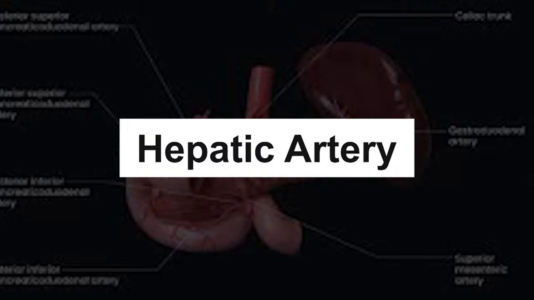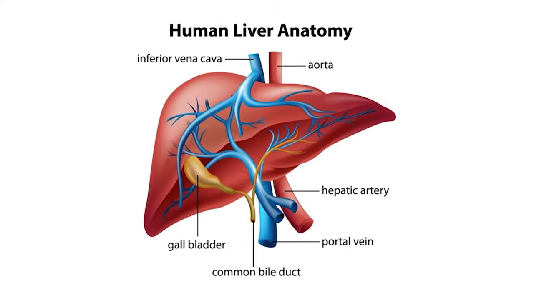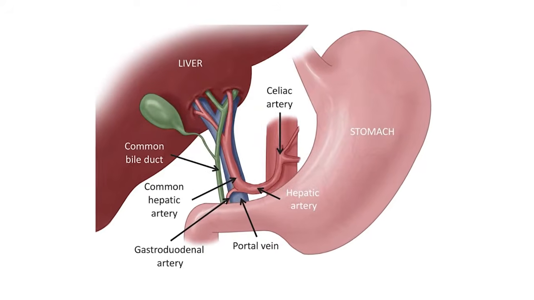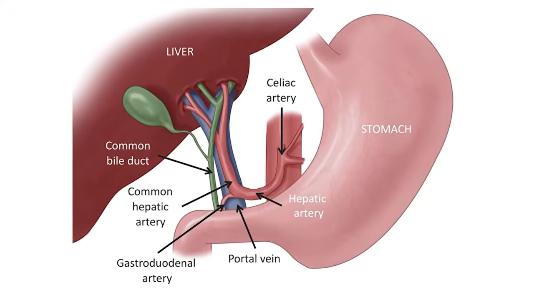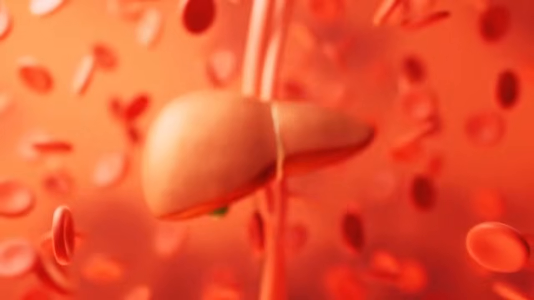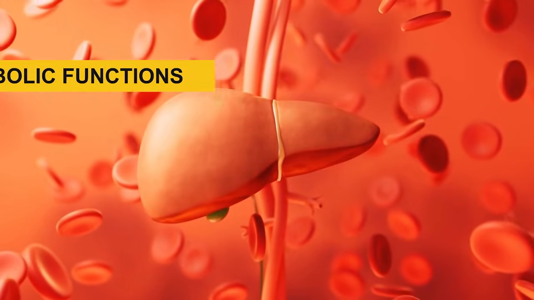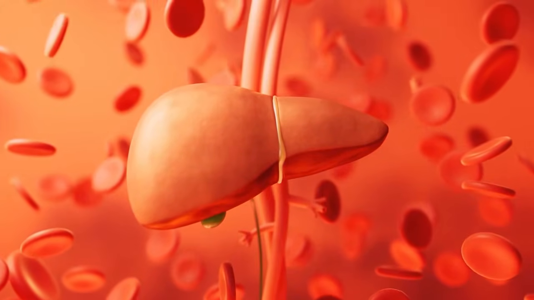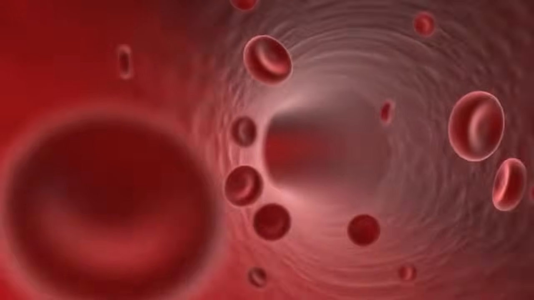Hepatic artery. The hepatic artery is responsible for supplying oxygen-rich blood to the liver. It typically branches off from the celiac artery, which is a major branch of the abdominal aorta. This oxygenated blood is essential for the metabolic functions of the liver, particularly the hepatocytes or liver cells. The hepatic artery provides the liver with oxygen and nutrients.